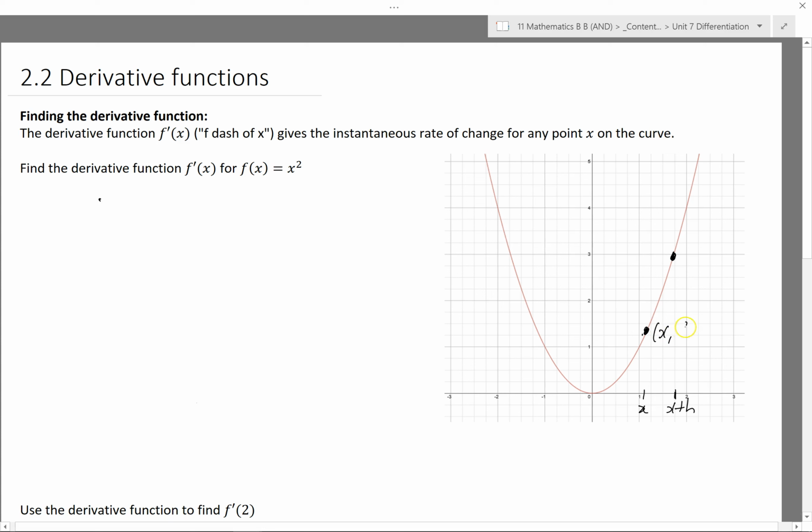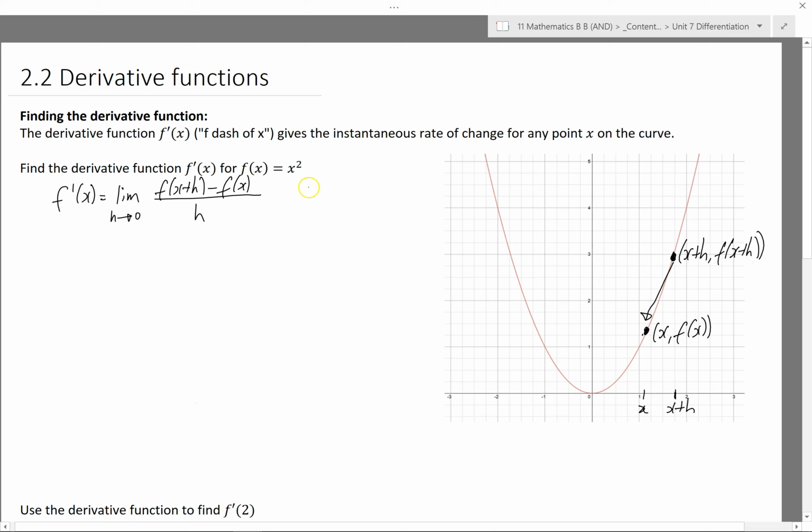This point is x, f of x. This point is x plus h, f of x plus h. And what we're going to do is this point is going to get closer and closer to the other point until it's pretty much exactly beside it, which is what our limit will do. So the derivative function f dash of x we'll find by the limit as the points get closer together of f of x plus h minus f of x on h.